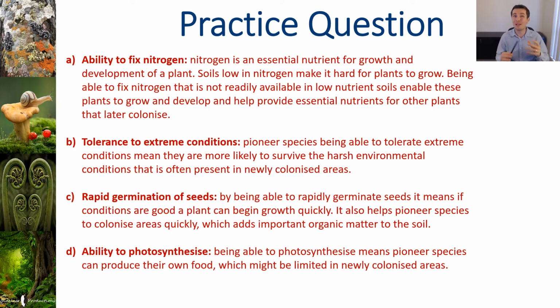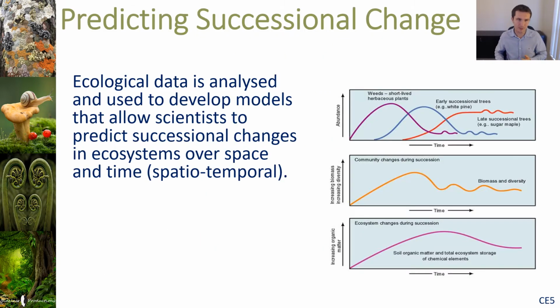And the last one is the ability to photosynthesize. So being able to photosynthesize means pioneer species can produce their own food, and that might be limited in those newly colonized areas. So being able to produce your own food is very important for those pioneer organisms.